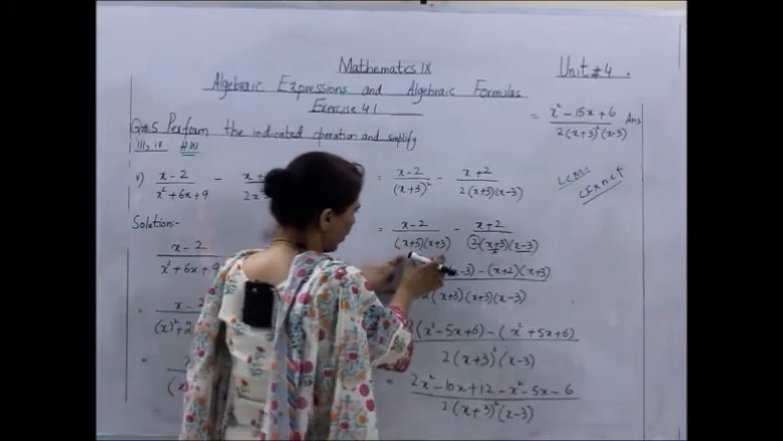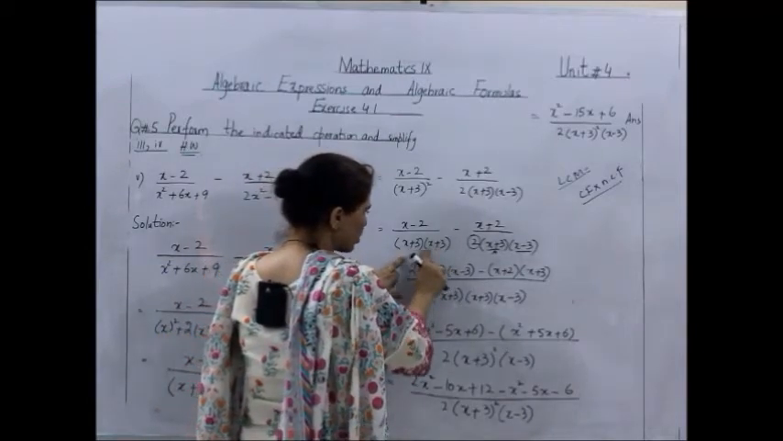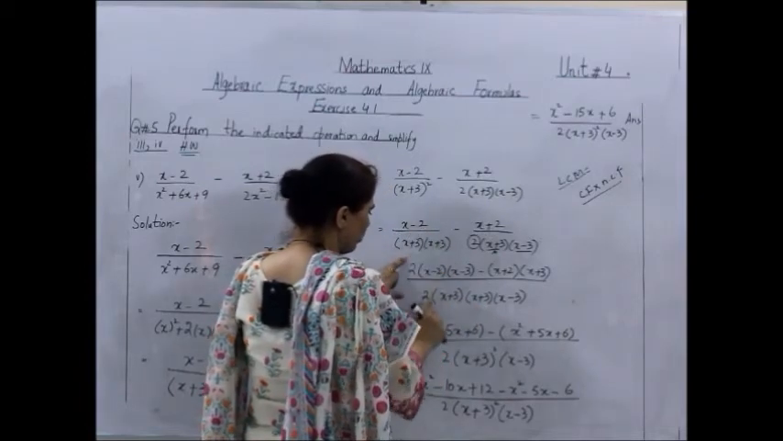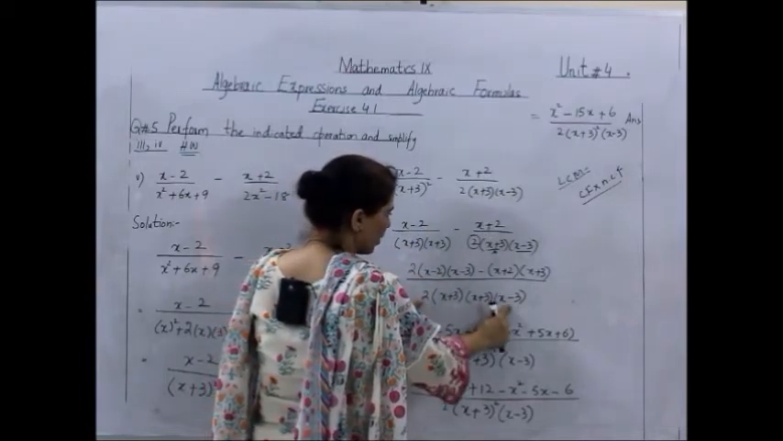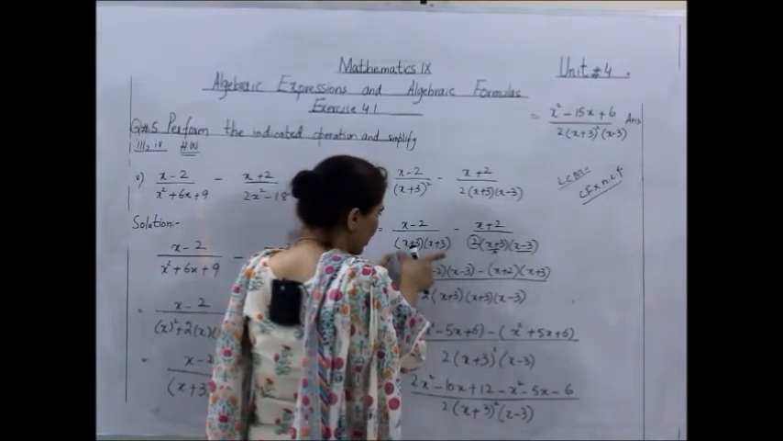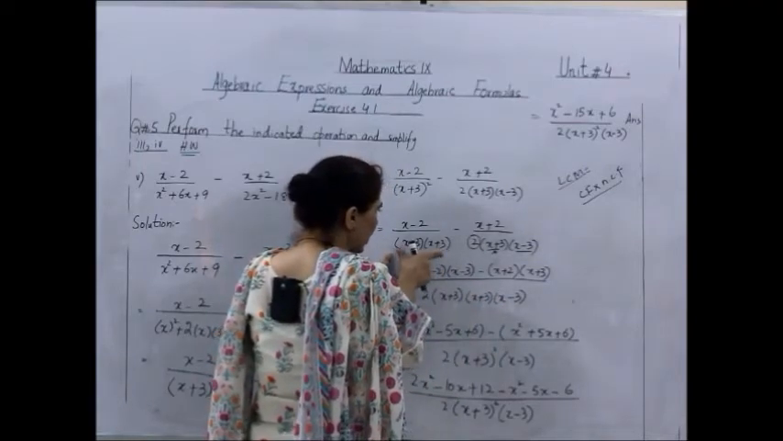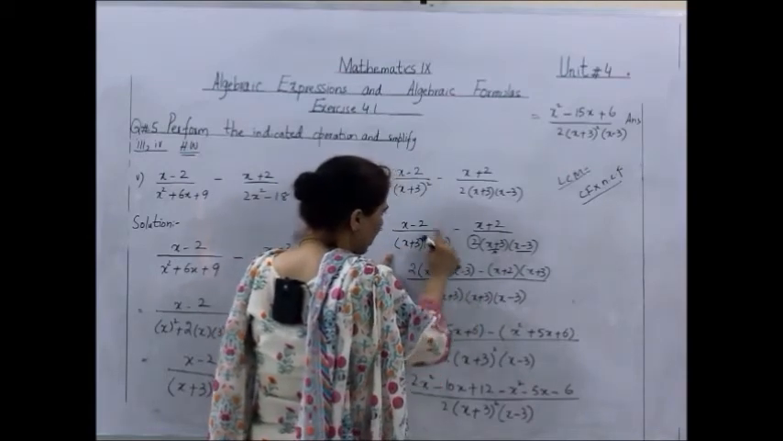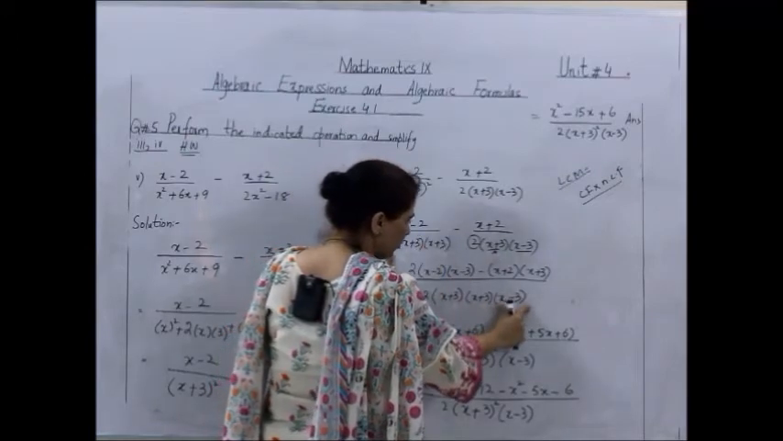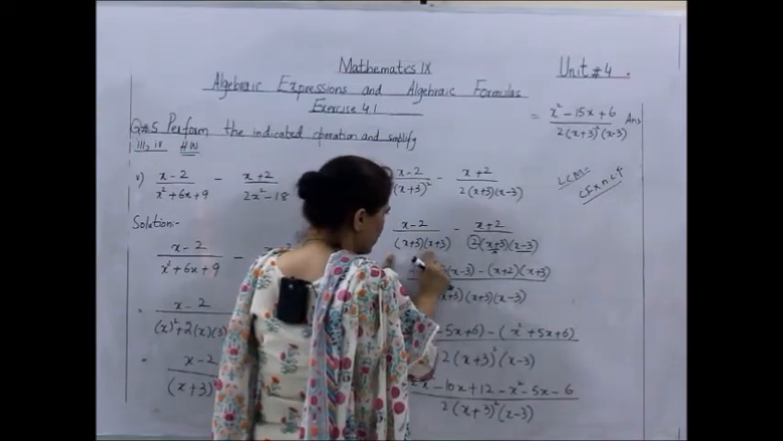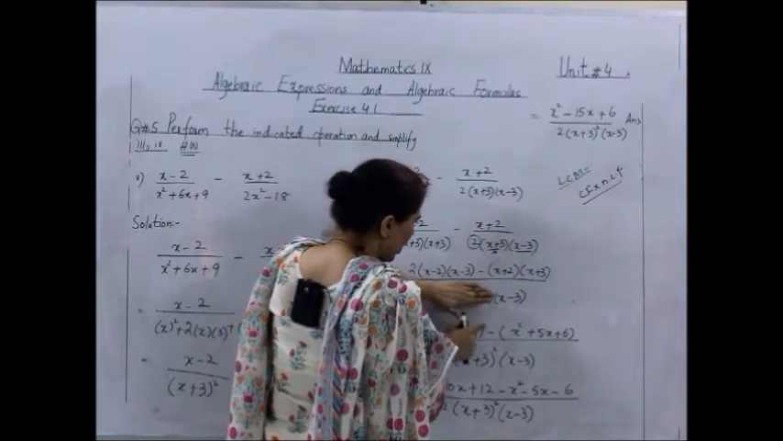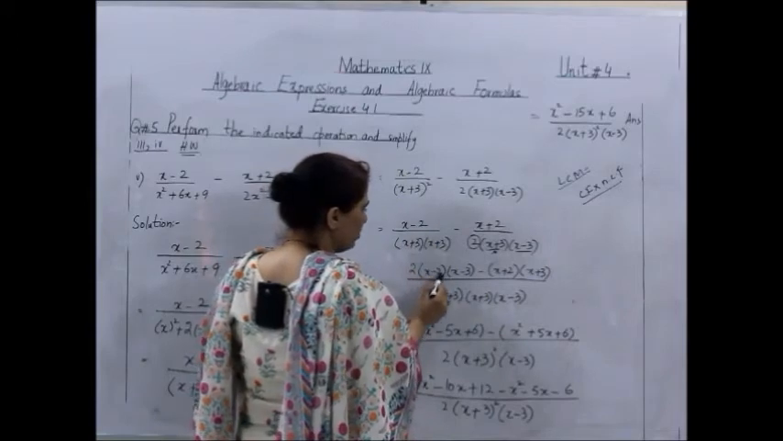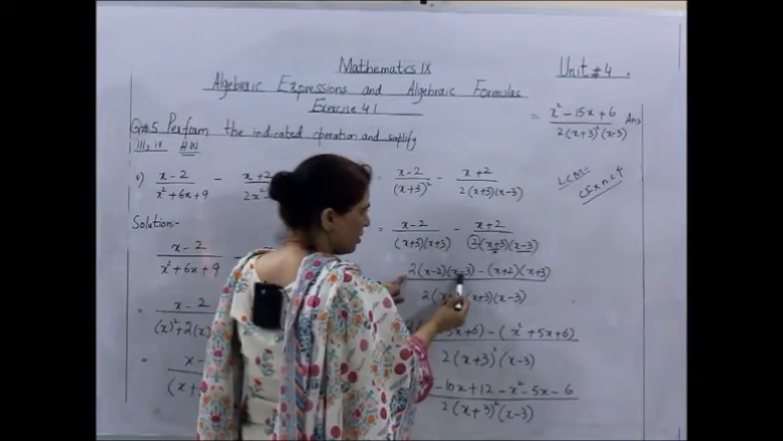Now the same procedure: we will leave the common things from the denominator. We leave x plus 3, and this x minus 2 will be multiplied by 2(x minus 3), because we have to leave the same denominator and multiply the numerator with the different denominator. We leave x plus 3 and are left with 2(x minus 3), so this x minus 2 will be multiplied by 2(x minus 3).